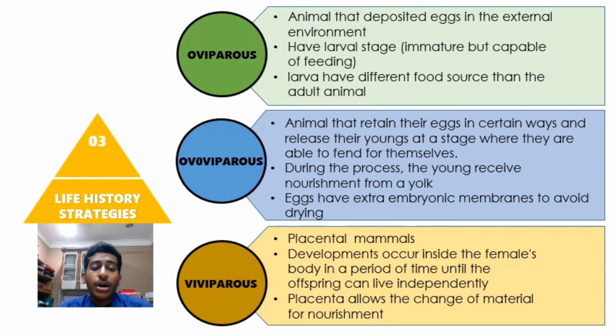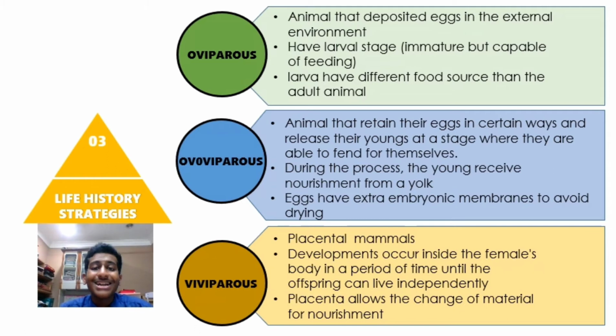So today I'm going to talk about the life history strategies of animals. Normally animals are characterized into three distinct categories: oviparous, ovoviviparous, and of course viviparous. So what are oviparous, ovoviviparous, and viviparous supposed to mean? Let me explain each one of them in detail.